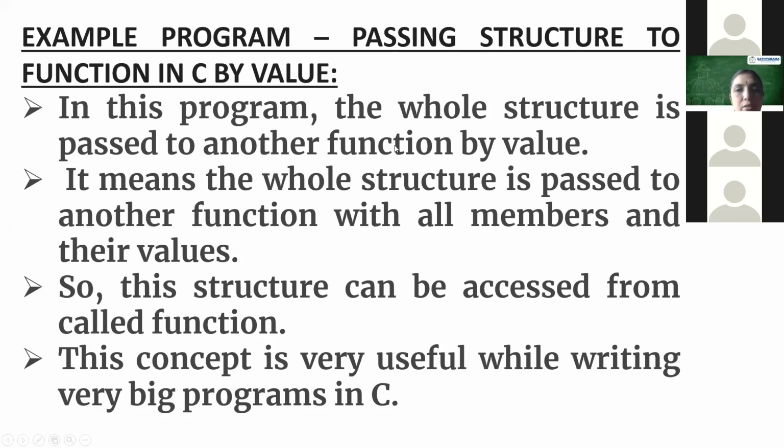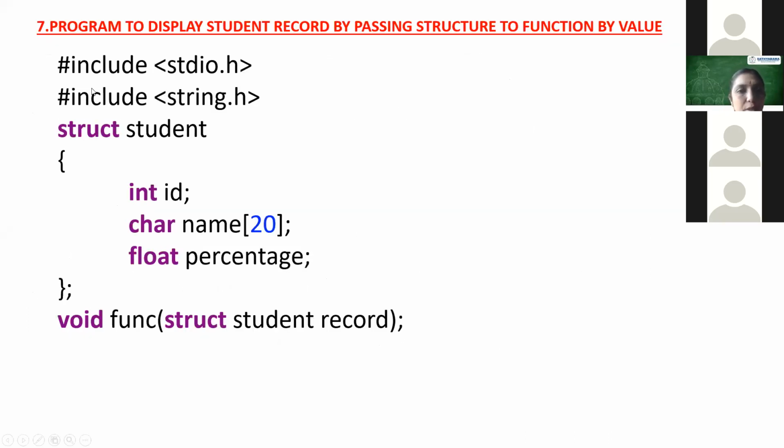Right? So in this, passing structure to function in C by value. In this program, the whole structure is being passed to another function by value. It means that the whole structure, with all the members and their values, can be accessed from the called function. Very useful while writing. Here you can see that.